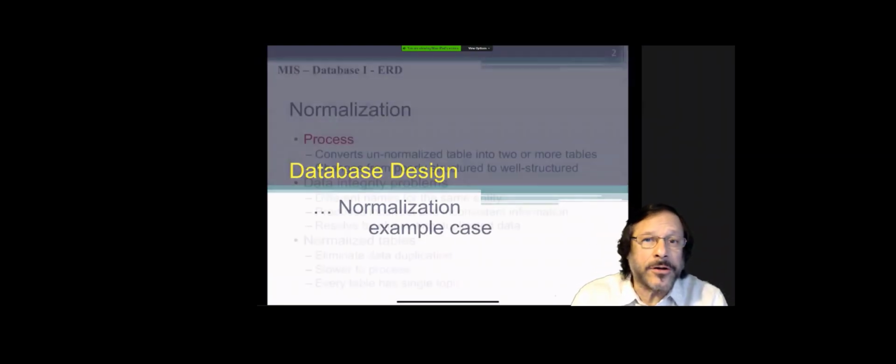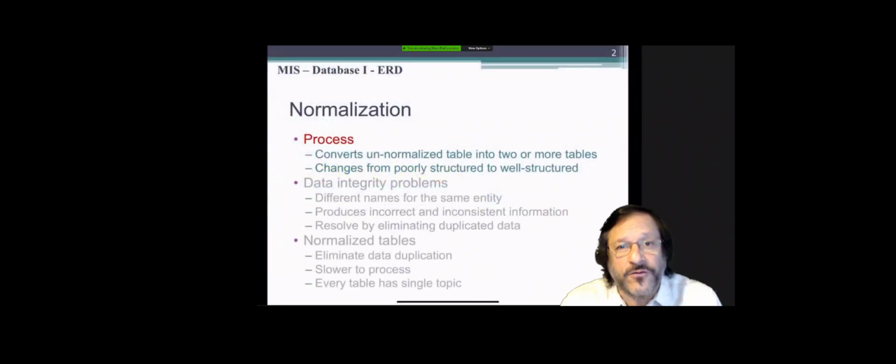Normalization means we're going to look at a database and try to normalize, or in essence standardize, exactly how the data is going to be stored in our database. Now, what does this mean? Let's take a look. The process of normalization is converting an unnormalized table into two or more tables. We're changing this from a poorly structured to a well-structured database. And again, the idea is to make these better functioning and to remove the possibility of having errors in your data.